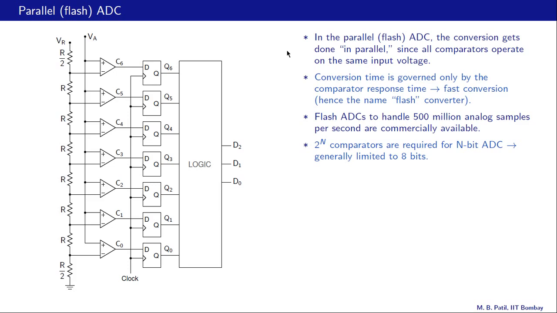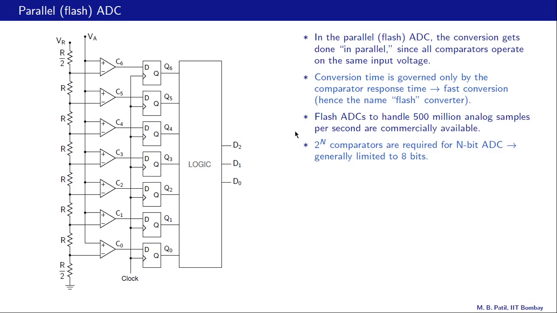Let us make a few remarks about the parallel or flash ADC. In the parallel ADC, the conversion gets done in parallel since all comparators operate on the same input voltage. That we have already seen, all of these comparators get the same input voltage as V+. Conversion time is governed only by the comparator response time, and that makes the conversion very fast. Hence the name flash converter. The conversion happens in a flash, that is why the name flash converter. Flash ADCs to handle 500 million analog samples per second are commercially available. So that is how fast these flash ADCs can get.